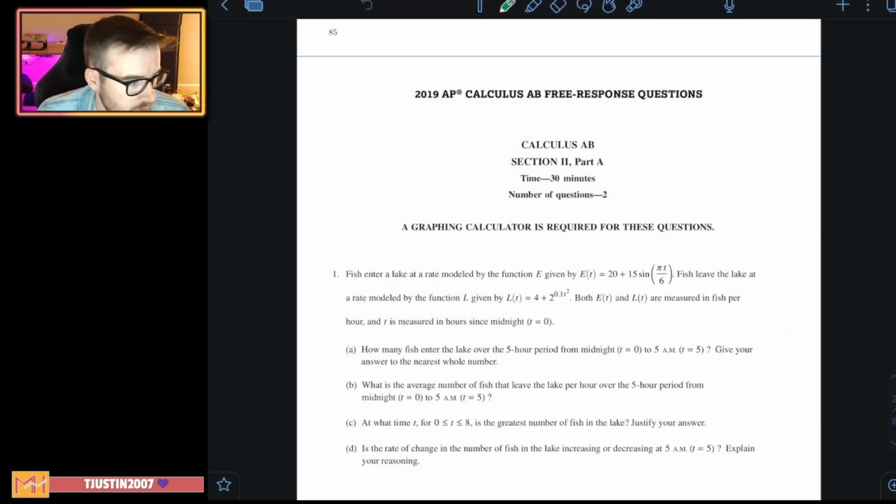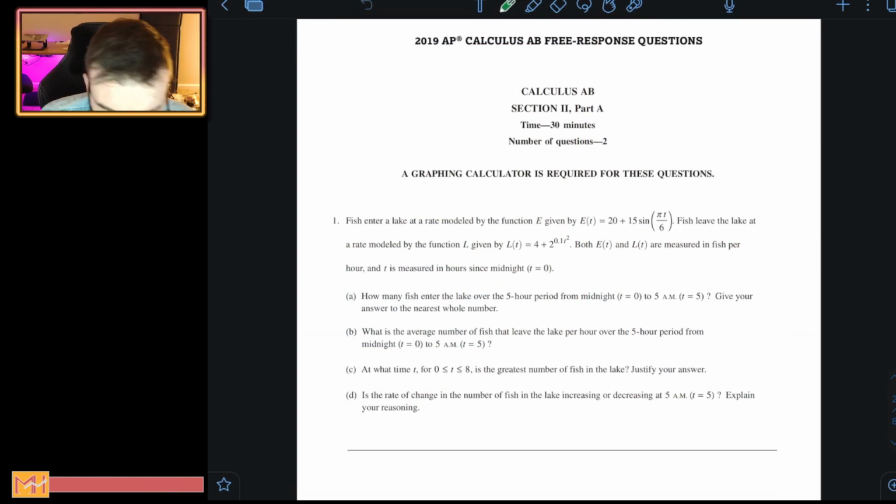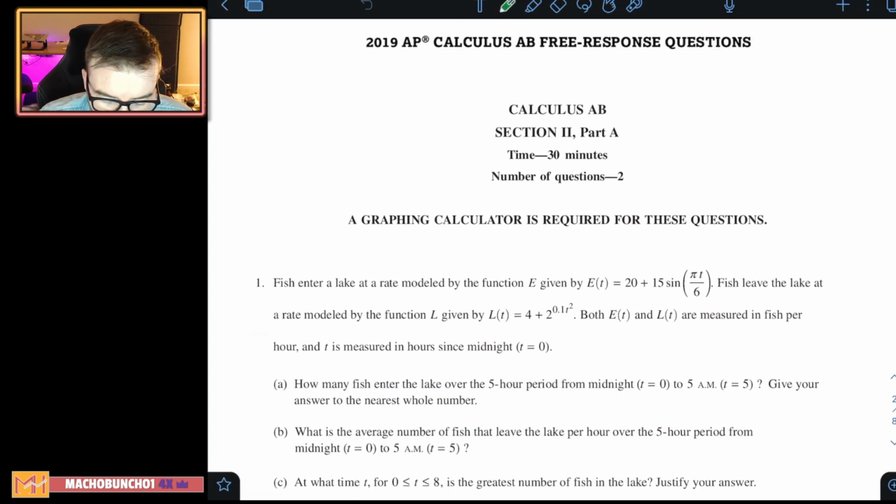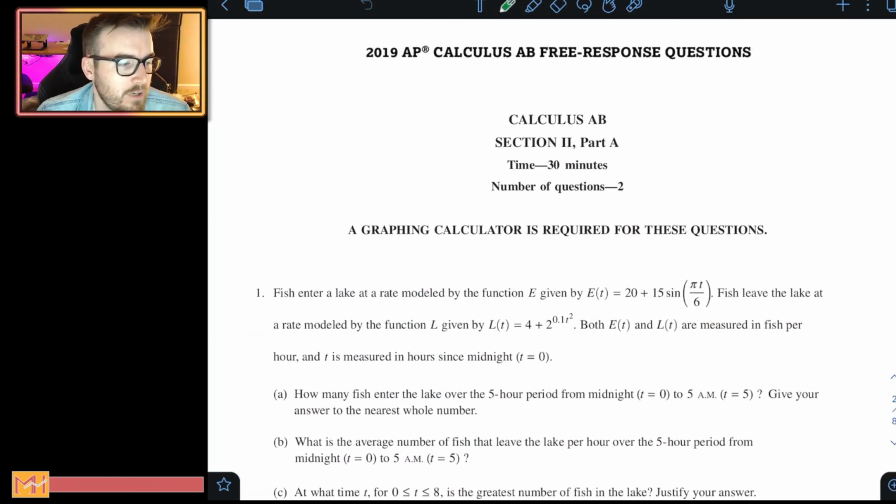Hello. Let's take a look at our free response question. We're looking at a calculator question. Let's jump right into it. So, we are looking at 2019, question number one. Let's go ahead and read the premise here to start.